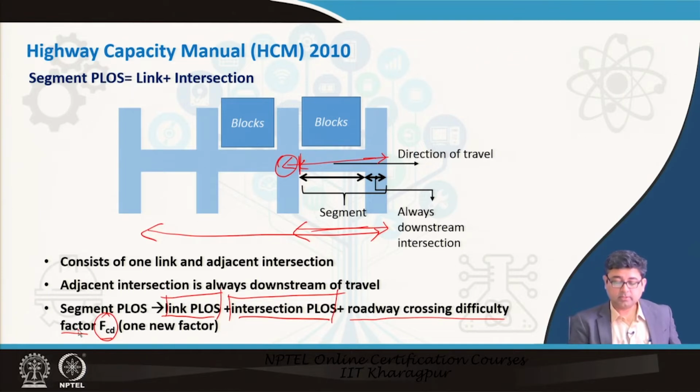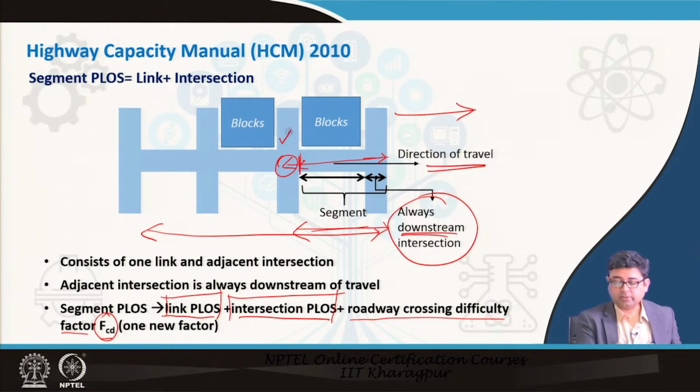One thing to remember is that the segment is always in the direction of travel, and the intersection to be considered is always the downstream intersection and not the upstream intersection. So, always include the pedestrian level of service score of the downstream intersection and add it to the link in the direction of travel.